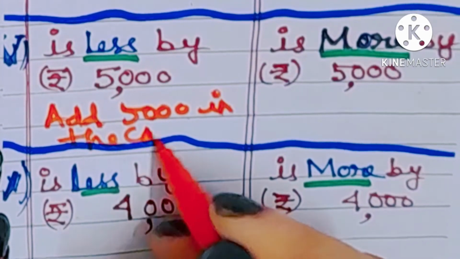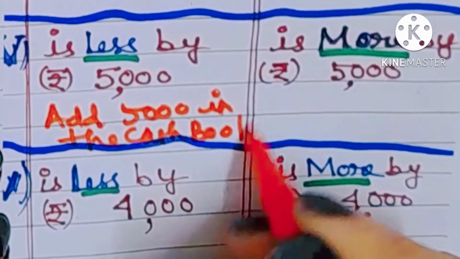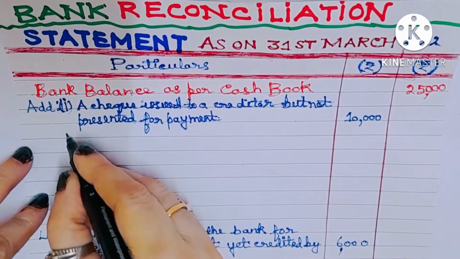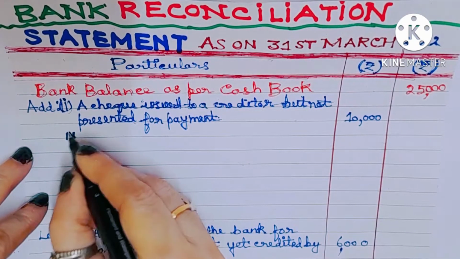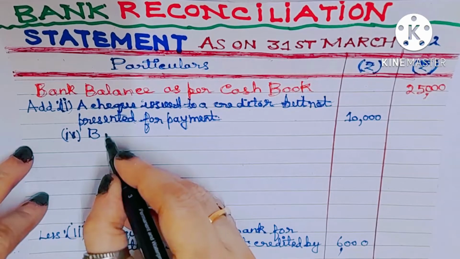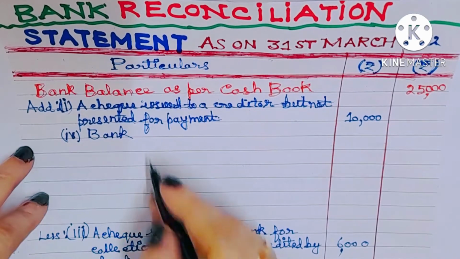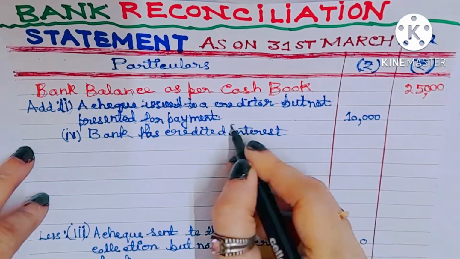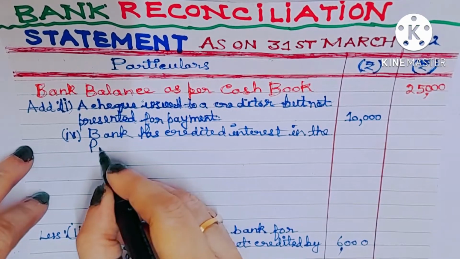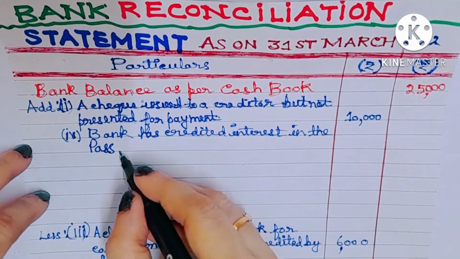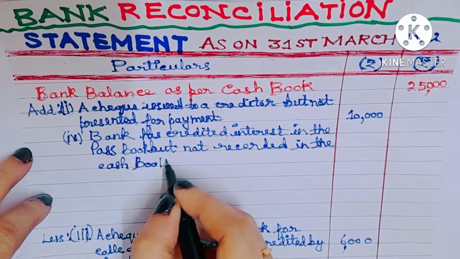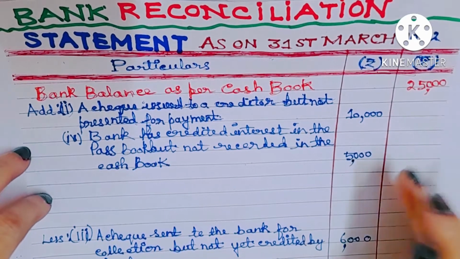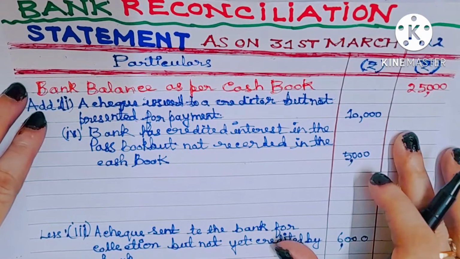Okay, simple. So let's add rupees 5,000 in the cash book. So number 4, bank has credited interest in the passbook but not recorded in the cash book. Okay, what is the amount? The amount is 5,000. We'll write in the inner column or in the first column. I told you this is the adjustment column, that is we got to add or less.